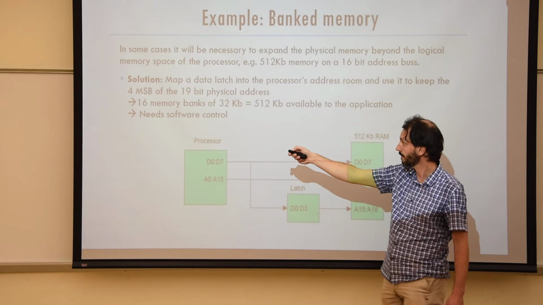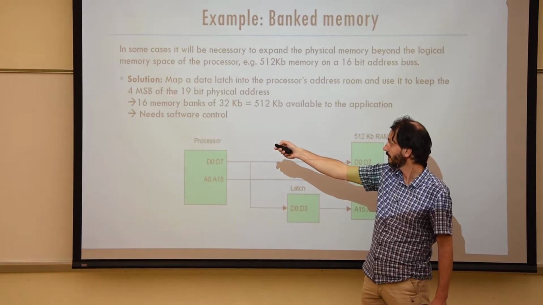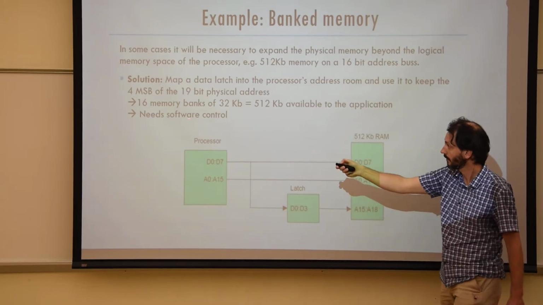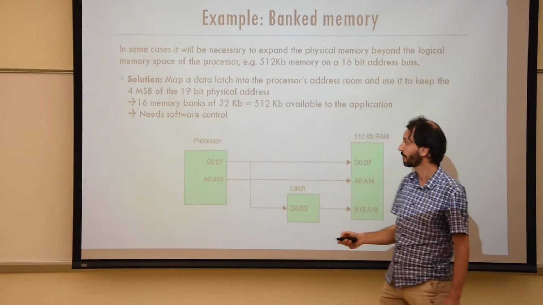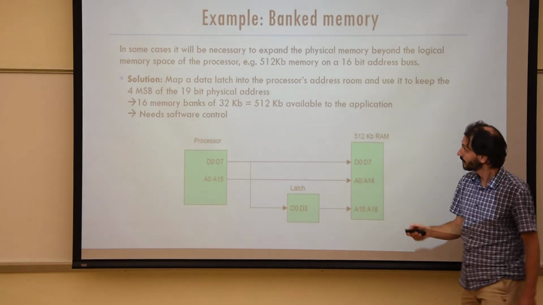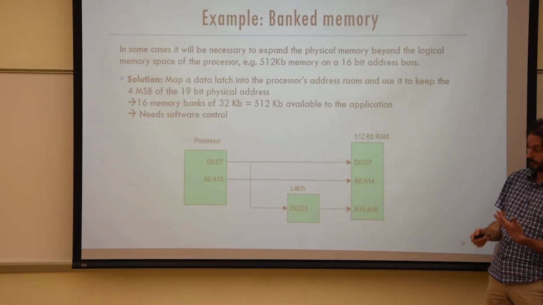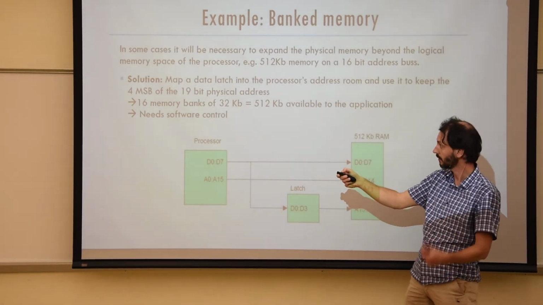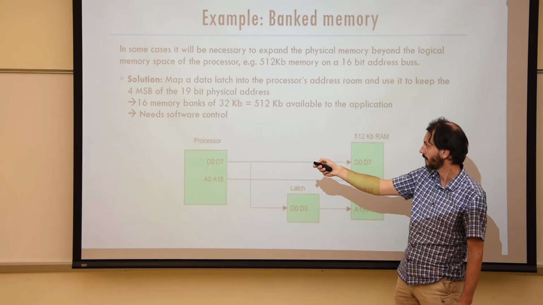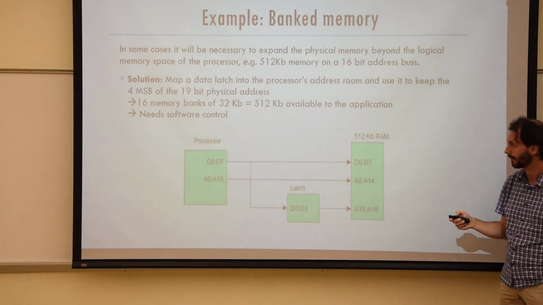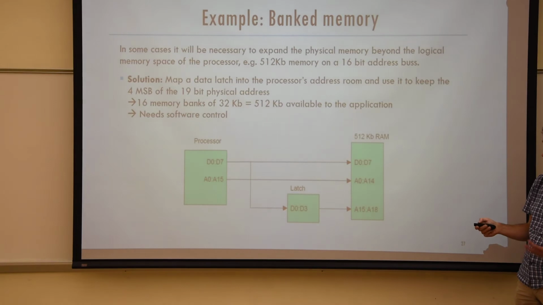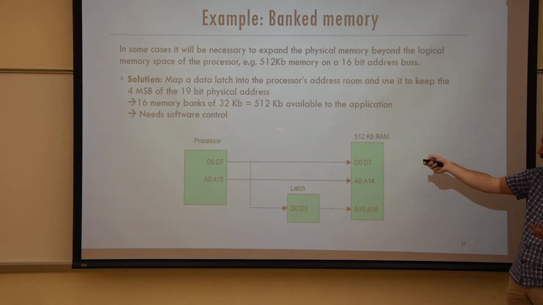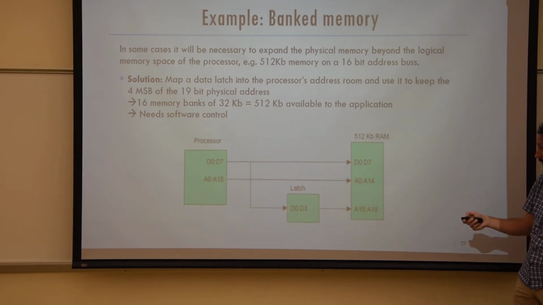So effectively, the 4 most significant bits of the 19-bit physical address indicate which memory bank I'm going to be interested in. So 512 kilobits would be like 19 address bits, and the 4 most significant bits are now the ones that are indicating which memory bank we're talking about. So this needs, of course, also some software control. You need to understand from the software side how this address translation actually works, what you're doing.